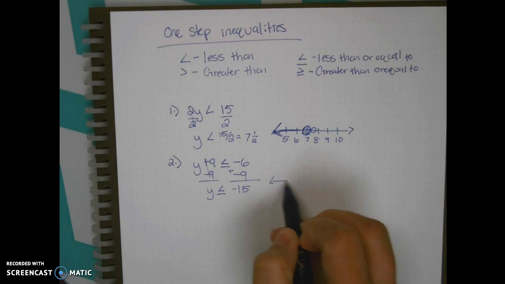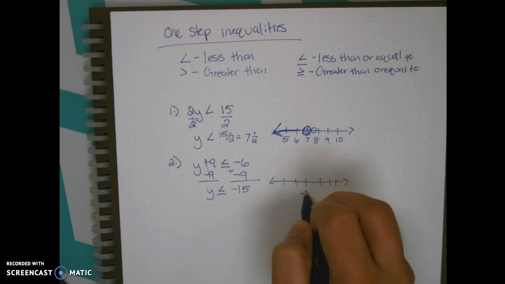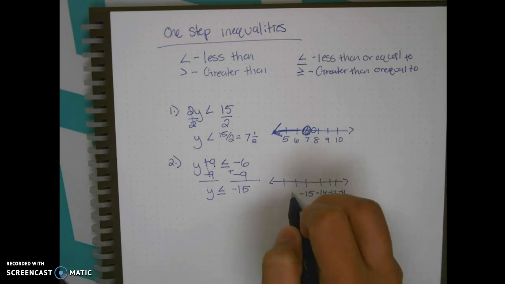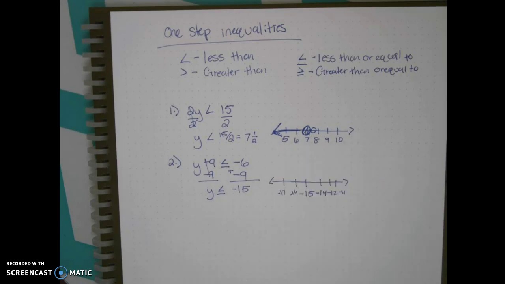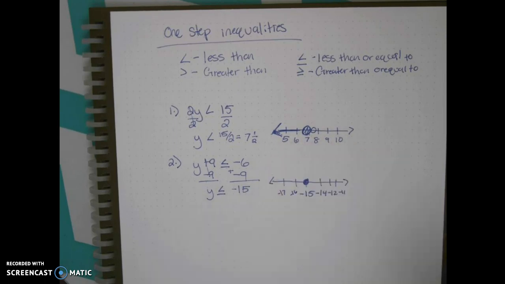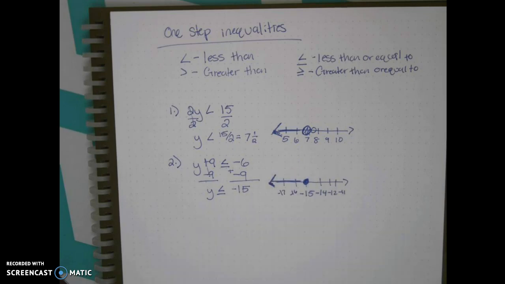Now I'm going to graph it. I'm going to put negative 15 in the middle. And I know that my circle is going to be on negative 15 because y has to be less than or equal to negative 15. Now, since it's or equal to, I'm going to put a closed circle on negative 15 because this tells me that negative 15 is included. And it's going to be less than, so it's going to shade to the left.